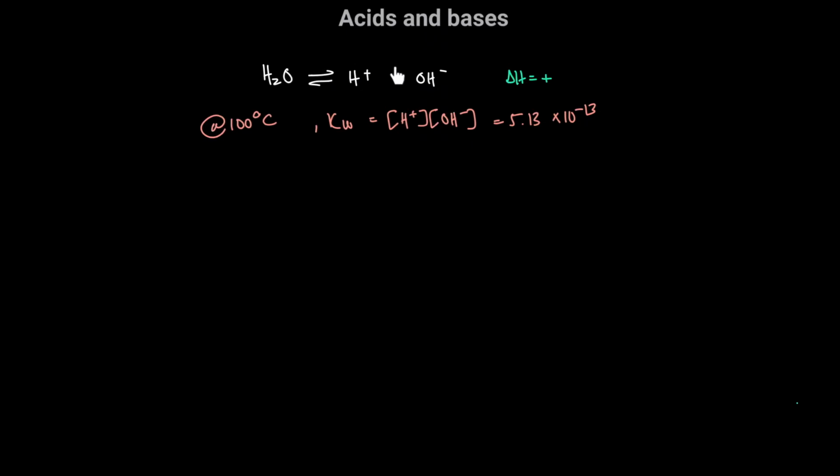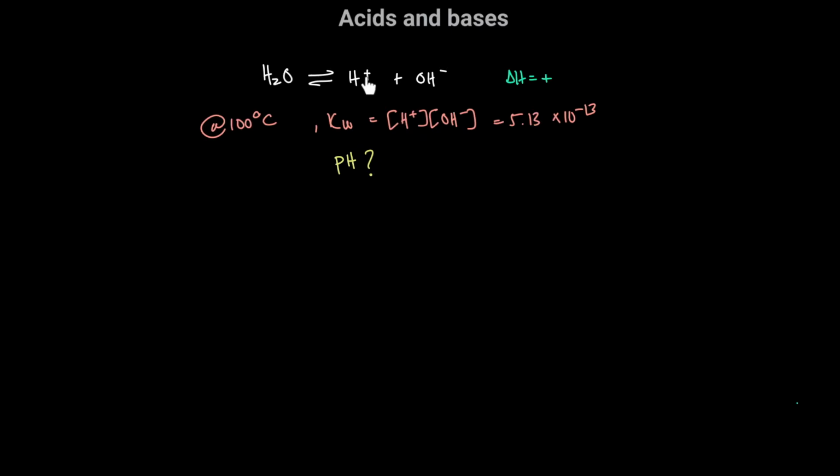When equilibrium shifts to the right, the concentration of H+ and OH- increase and Kw increases. For an endothermic reaction, an increased temperature gives a higher value for the equilibrium constant. Now the question is, what is the pH of pure water at 100 degrees Celsius?